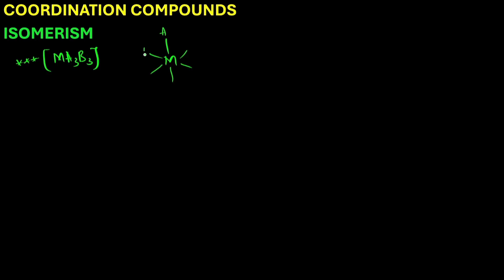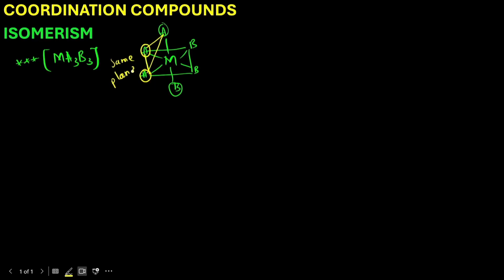Out of that, 3 will be the same ligands and another 3 will be the same. So these 4 are in the plane. This is in the opposite plane and this is also in the opposite plane. Here out of these 3 ligands, a triangle is made. So here this A and this A will be in the same plane.